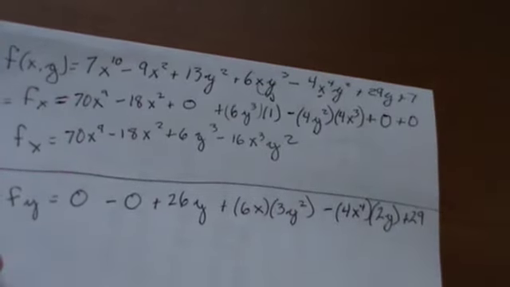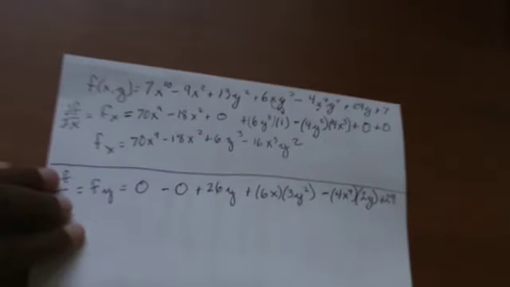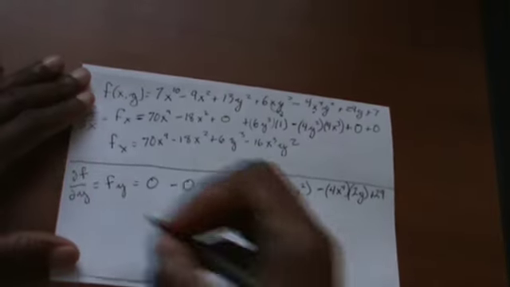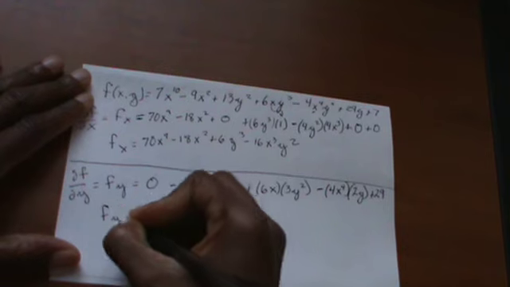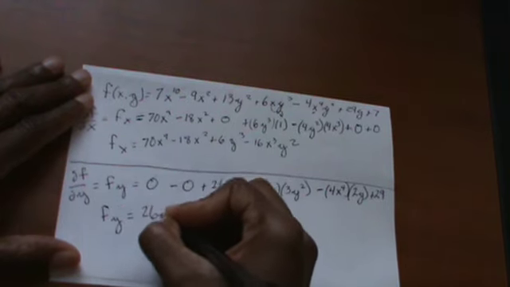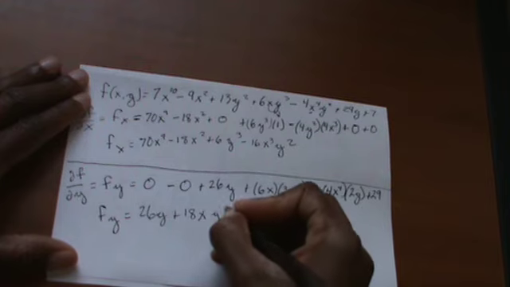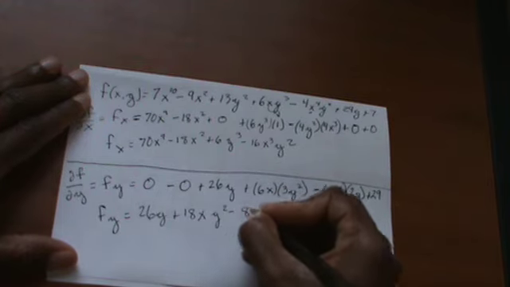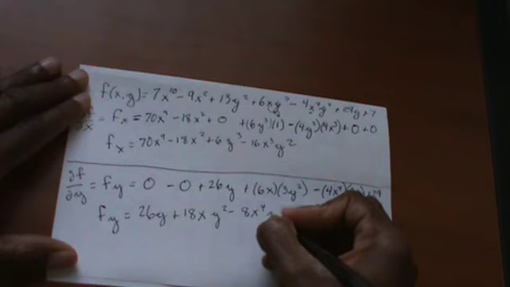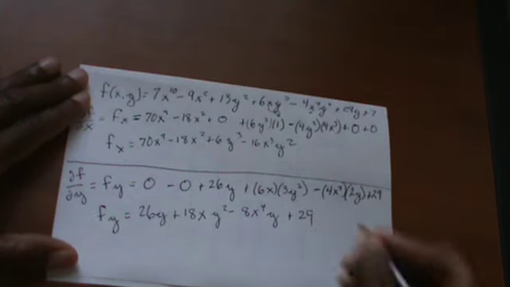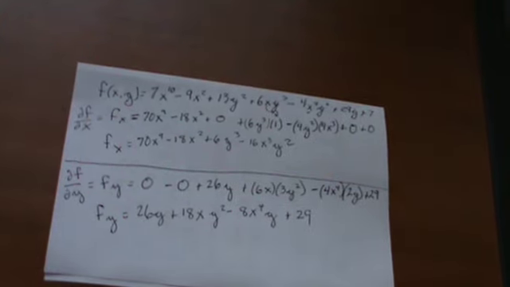All right, so let me see if I can zoom out so you guys can see all of that at the same time. So putting it all together, f sub y equals 26y plus 18xy squared minus 8x to the 4th y plus 29. Again, if you see any errors that I've made, just shoot me an email.